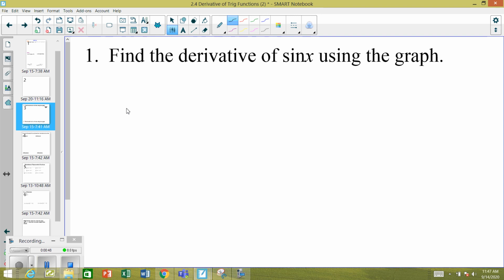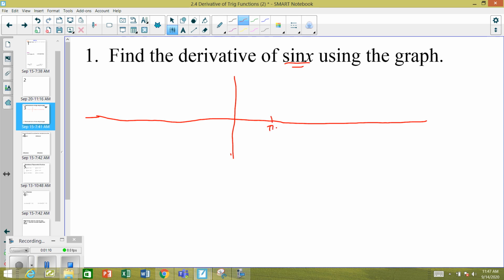Okay. Now, let's do it this way. We're going to find the derivative of sine of x using the graph. So let's graph. I'll try my best to draw this as well as I can. We are going to graph our sine function. Let's graph 2 cycles of it so we can clearly see this. I'm going to graph it like I always do: pi over 2, pi right here, 3 pi over 2, and 2 pi.